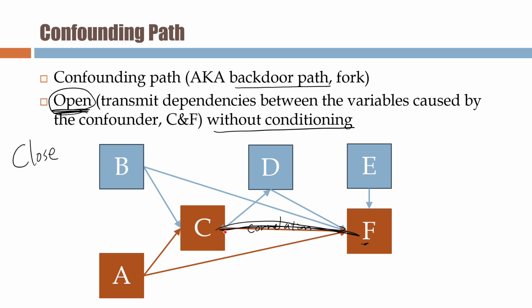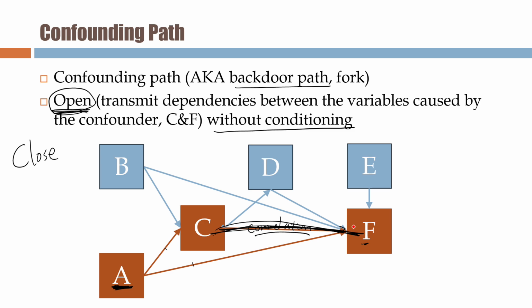I'm not saying C causes F. We don't know yet, but we can tell there is a correlation. So C and F are connected. It's open. However, if we restrict A, then we can cut it off. Then C and F may or may not have a correlation.